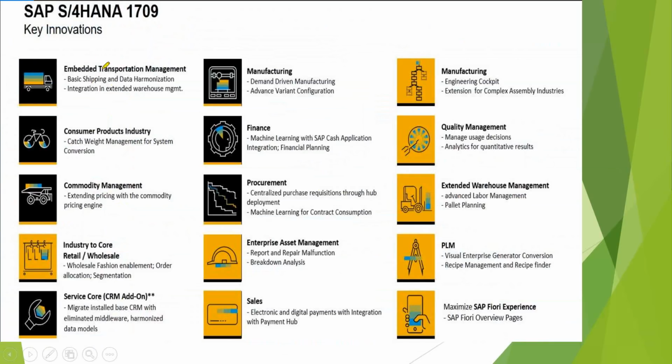Now they have embedded transport management. Okay, so at commodity management level they have got the new solutions. This is all extended. If you see in the withholding tax, we have classic and extended. So similarly, now they are coming up with different industries with different solutions. Okay, even in manufacturing. So here you have demand driven manufacturing, advanced variant configuration for your material management modules.